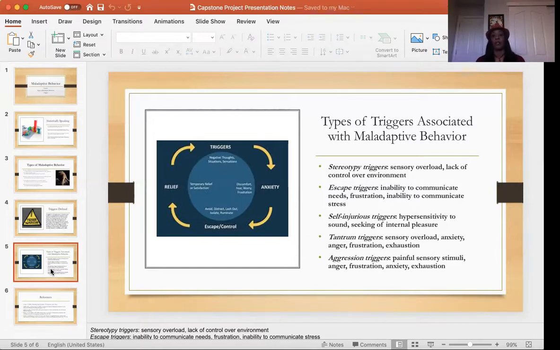Tantrum triggers usually are sensory overload, especially when they're placed in an environment where there's sounds or things going on. Anxiety, frustration, exhaustion, definitely exhaustion, as we know, working with children of all ages, with all different kinds of backgrounds. Usually exhaustion leads to some kind of breakdown. And then there's aggression. Aggression triggers usually are painful sensory stimuli, anger, frustration, anxiety, exhaustion. Any of those. So those are some typical triggers associated with maladaptive behavior for them.